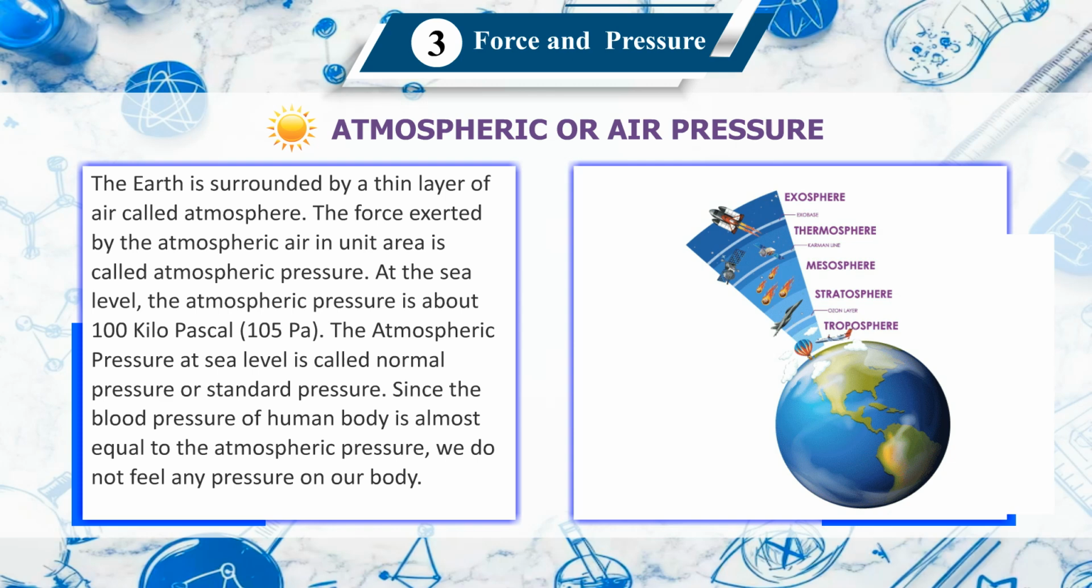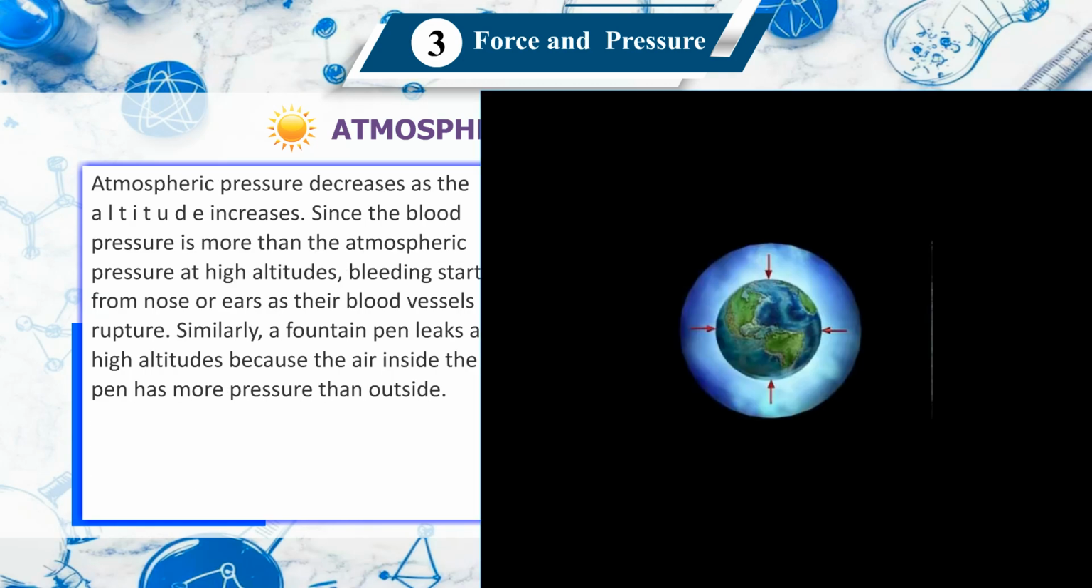At sea level, the atmospheric pressure is about 100 kilopascal, 10 to the power 5 Pa. The atmospheric pressure at sea level is called normal pressure or standard pressure. Since the blood pressure of the human body is almost equal to the atmospheric pressure, we do not feel any pressure on our body. Atmospheric pressure decreases as the altitude increases.